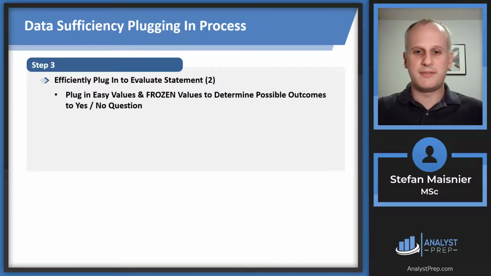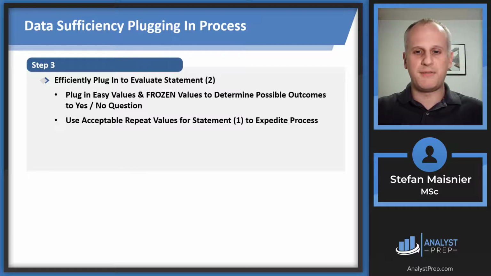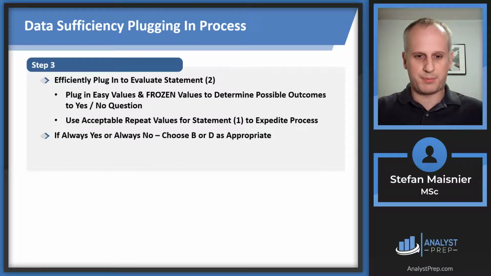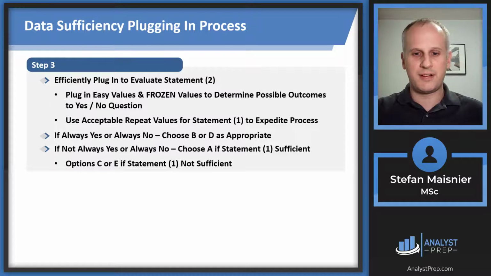Then you want to efficiently plug in to evaluate statement 2. You'll plug in easy values and frozen values once again to determine possible outcomes to a yes-no question, or again, you could do this for a value. You'll use acceptable repeat values from statement 1 to expedite this process. And if your answer to a yes-no data sufficiency is always yes or always no, you'll choose B or D as appropriate. If it is not always yes or always no, you'll choose A if statement 1 was sufficient, but if statement 1 wasn't sufficient, you'll have to move on to considering the statements together, and only C or E will remain viable.